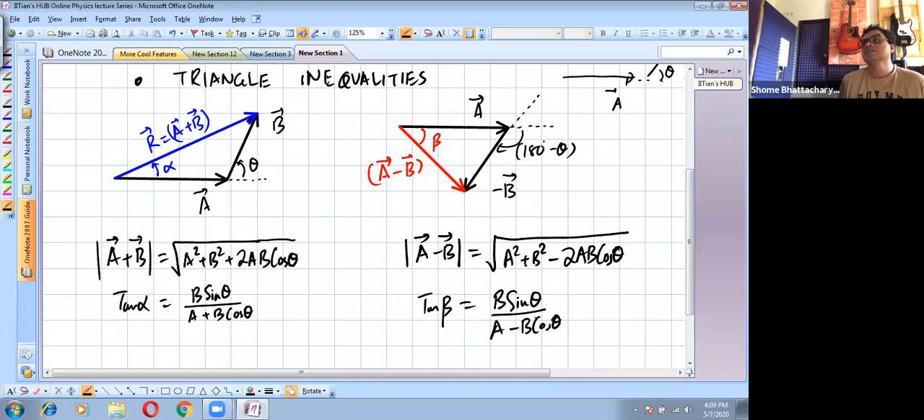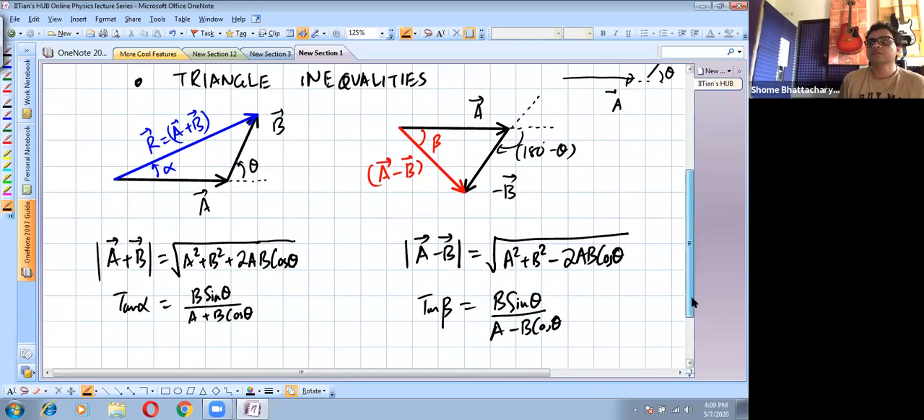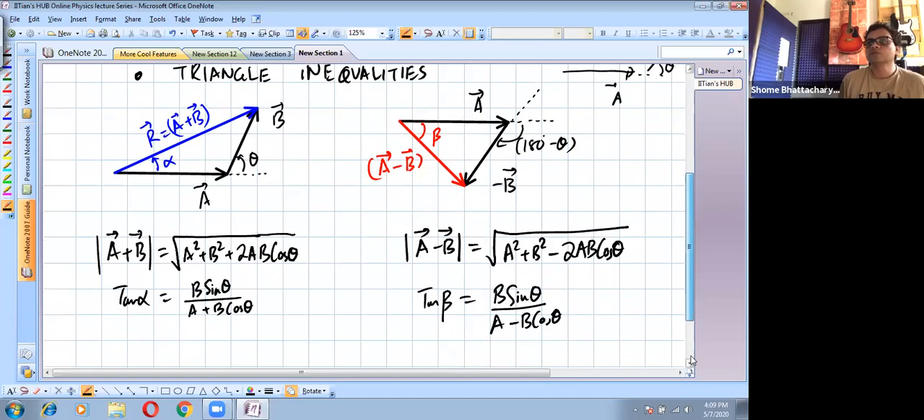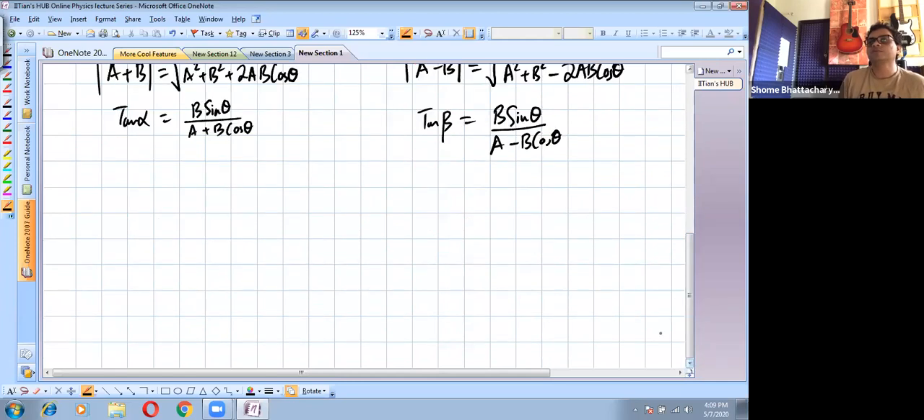So one easy way to remember is that the relationship between this one and this one, everywhere where there's plus cos theta here, replace it with a minus cos theta. So you get the difference triangle. Okay? So we also saw later that these two triangles can be combined to form the vector parallelogram.